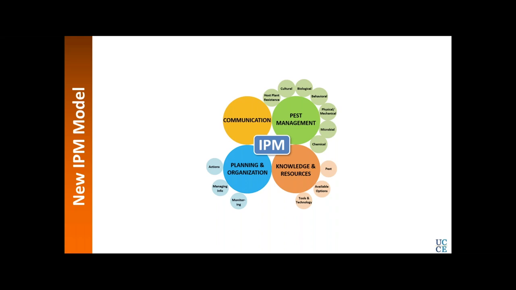Like I said, agriculture is no longer a simple task. It is a very huge task, a very complicated business and science. So we need to manage pest management just like a big business. So this is about planning and organization. And then the final component is communication.